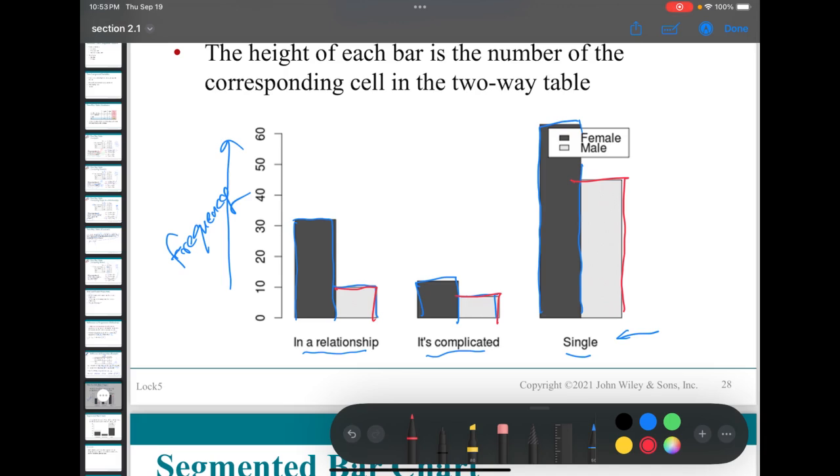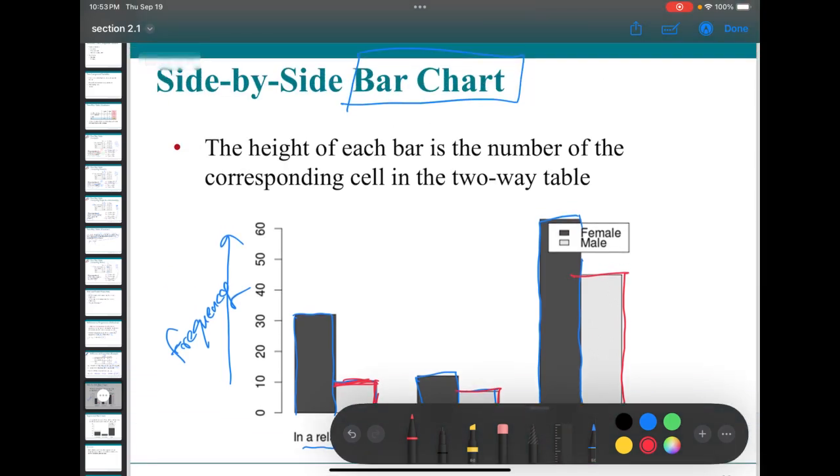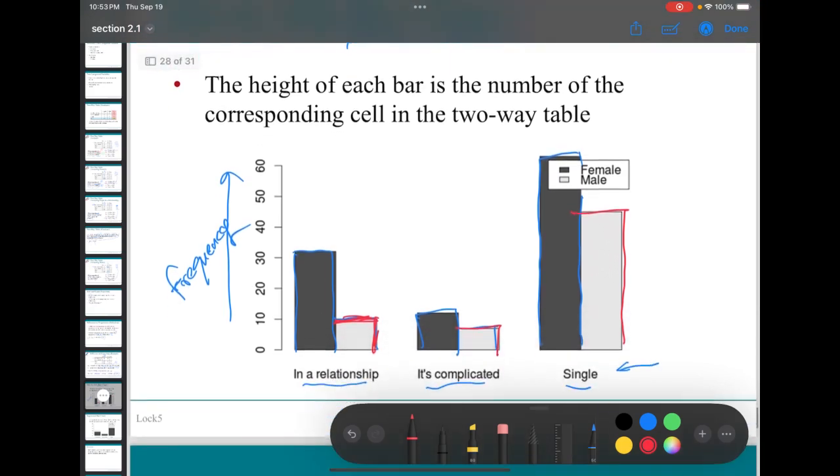Because, for example, we have male and female for in a relationship. We have male and female for it's complicated, and male and female for single. Beside this bar, we have drawn this male frequency related to in a relationship. So we call this a side by side bar chart. Okay, this is a side by side bar chart.